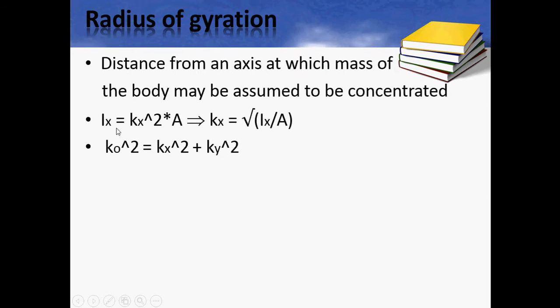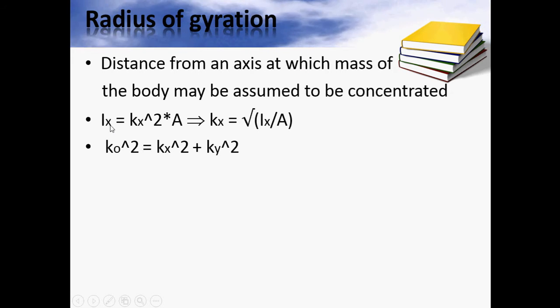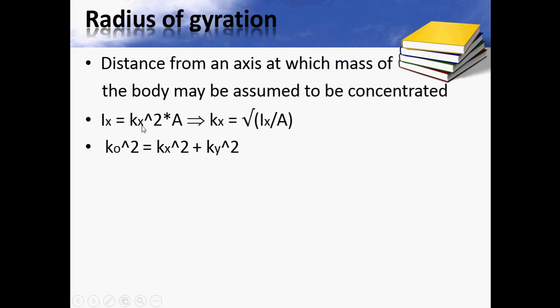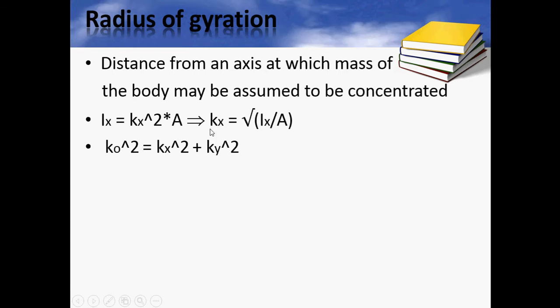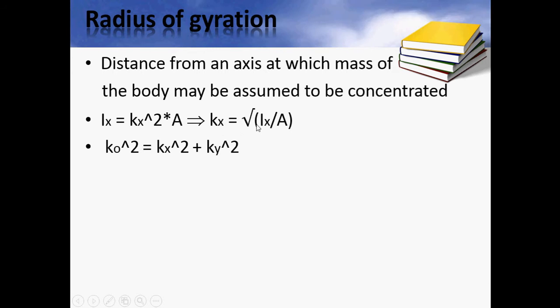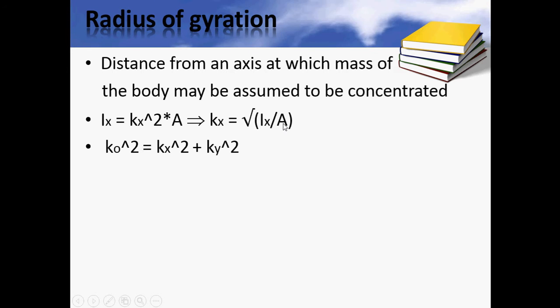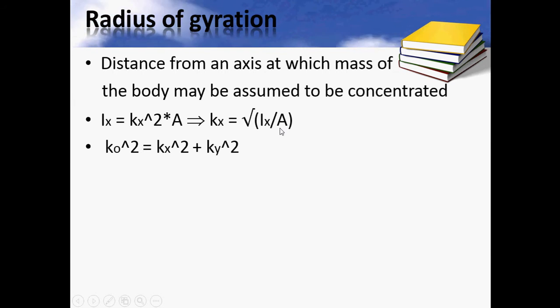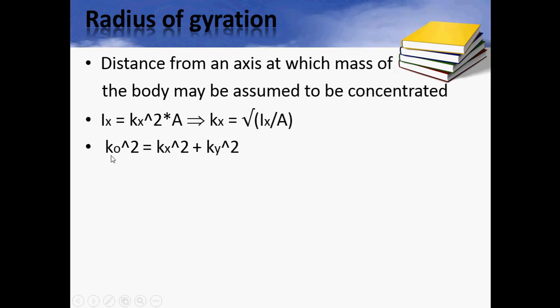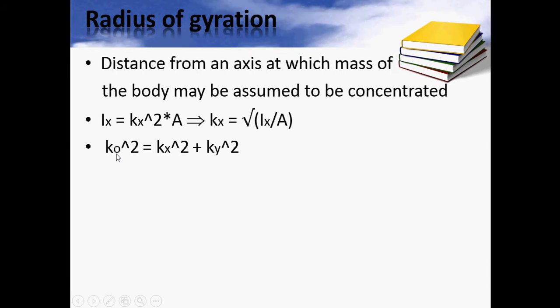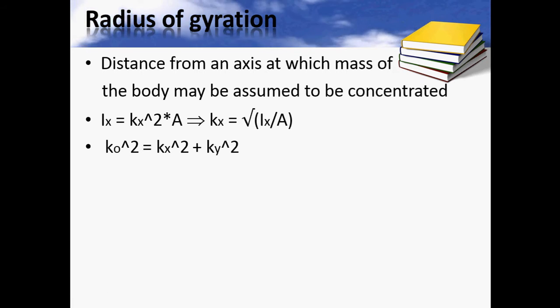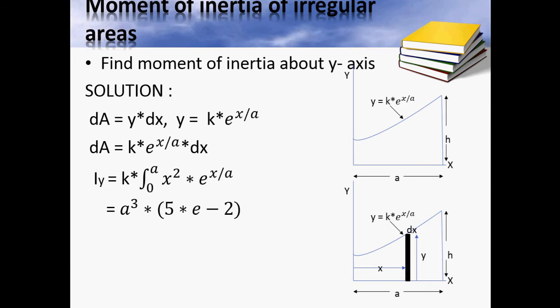Radius of gyration. The distance from an axis at which the mass of the body or area of the body may be assumed to be concentrated. So we have Ix, which is the moment of inertia about the x-axis, equal to kx square into A. kx is the radius of gyration about the x-axis. So we have kx equal to root under Ix divided by A. A is the area of the figure under consideration.